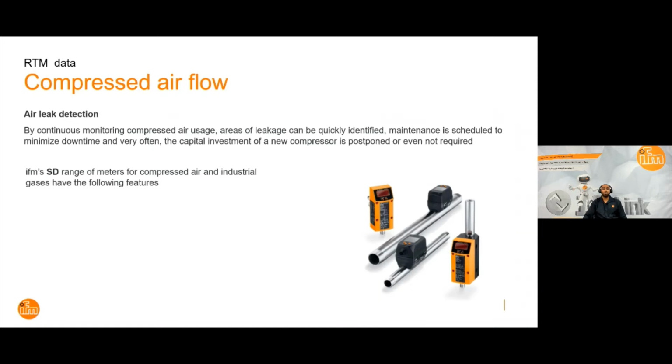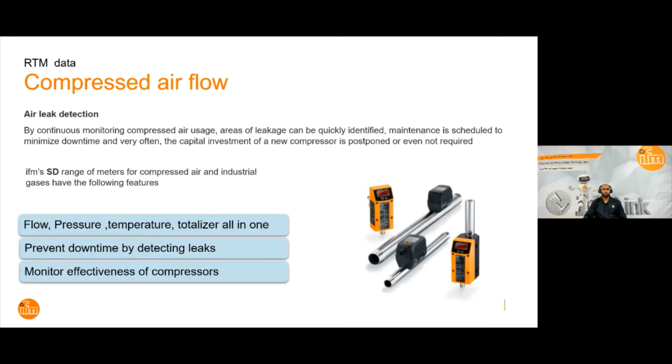So IFM's SD range for compressed air and industrial gases has the following features. We can now measure flow, pressure, temperature, and the totalizer using just one unit, and we can simultaneously transmit this data. We can prevent downtime, obviously, by detecting leaks, and we can monitor the effectiveness of our compressor. So if detecting a leak prevents downtime due to equipment failure, then it's vital information for real-time maintenance.